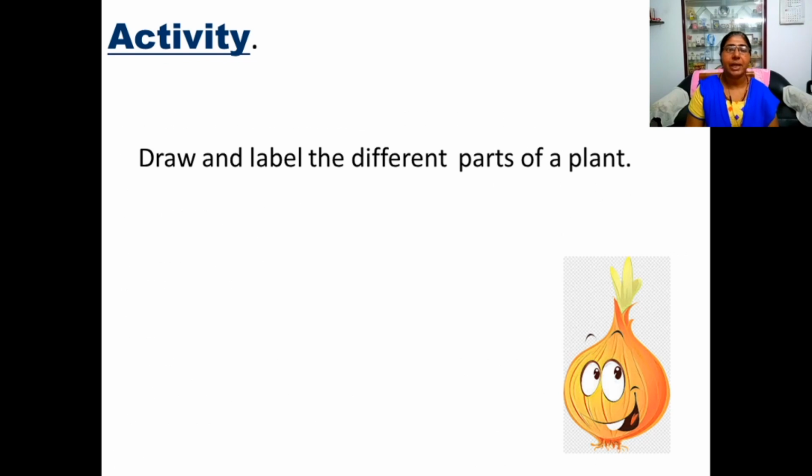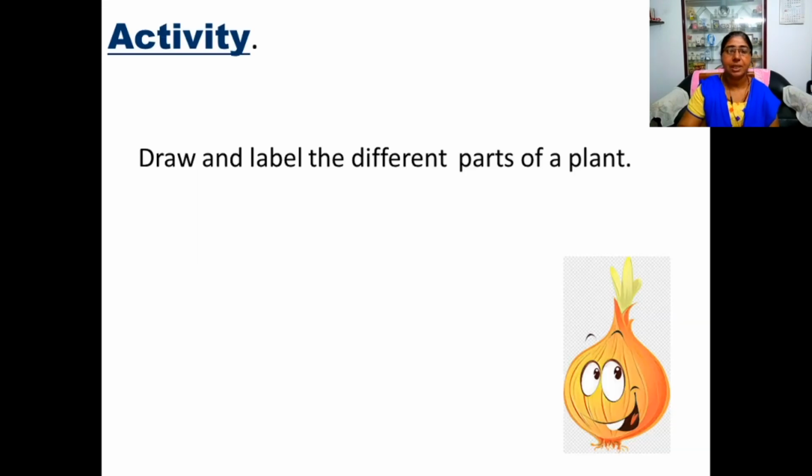Then one more activity that you have to do in your notebook. Take your fair notebook. Use full page for this. Draw and label the different parts of a plant. I hope you understood these lessons well. Read the chapter very nicely and write down question answer in the notebook.